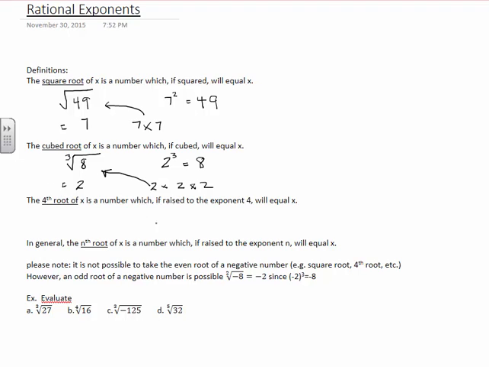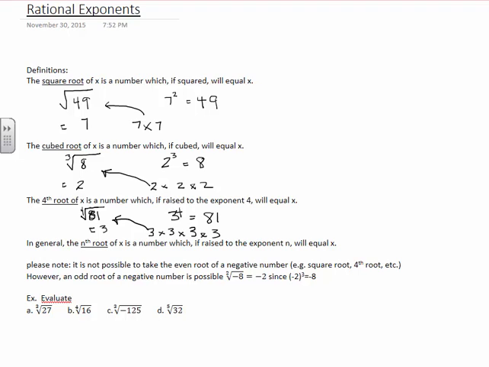This works the exact same for the fourth root. So now we have a 4 by the root, showing that that's a fourth root. So if we look at 81 there, the fourth root of 81 is equal to 3 because 3 to the power of 4 is equal to 81. 3 times 3 times 3 times 3 is equal to what's under the root sign. So you're looking for something multiplied by itself 4 times.